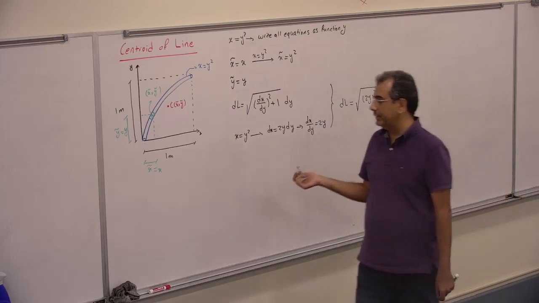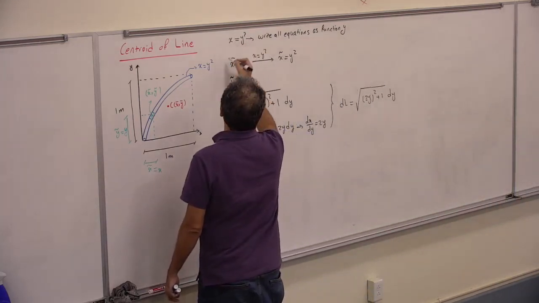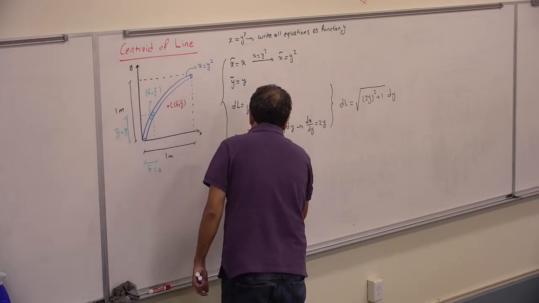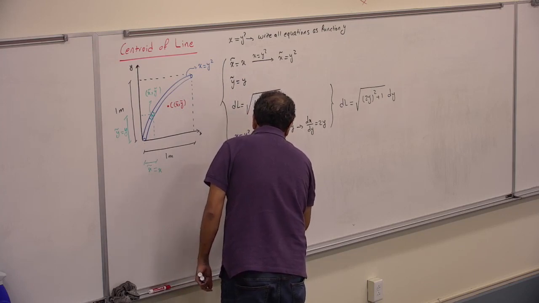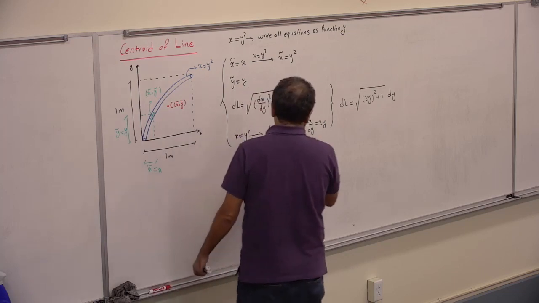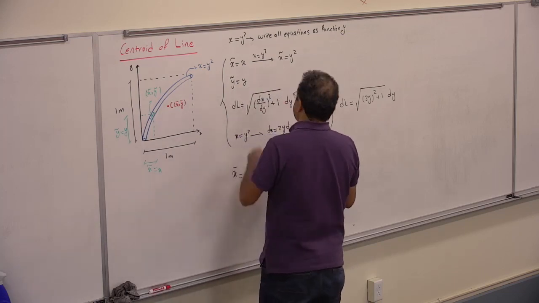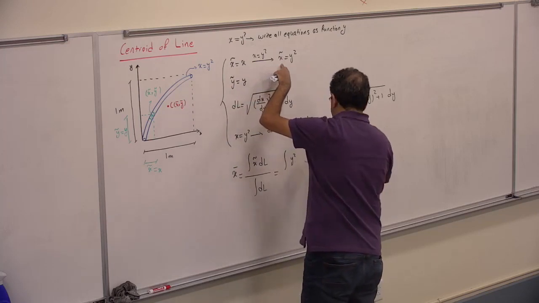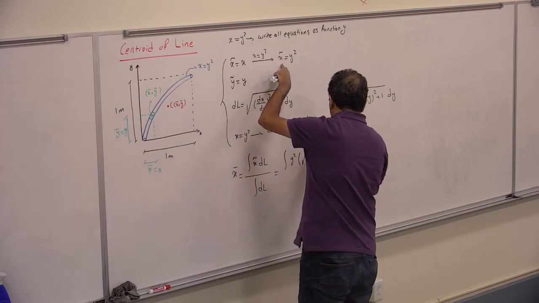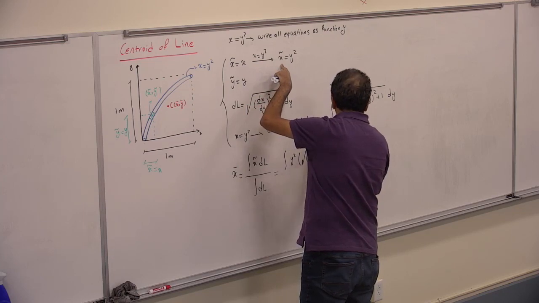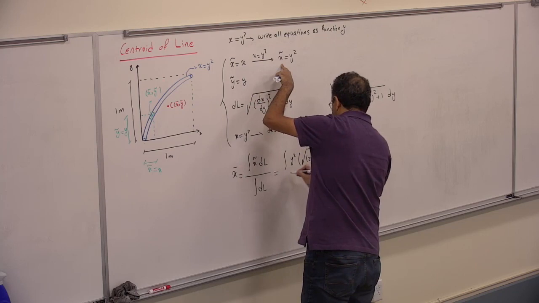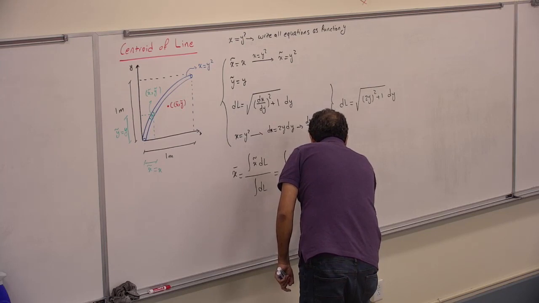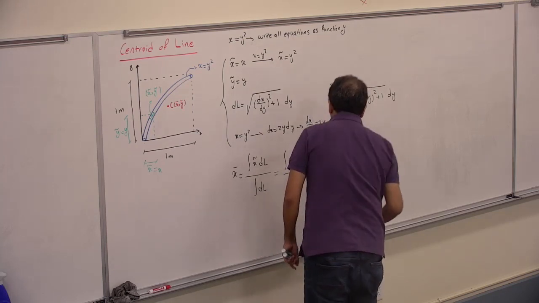Now I go ahead and replace them in that equation. So x bar was the integration of x tilde dl divided by the integration of dl. So it's going to be x tilde is y squared, dl is the square root of 4y squared plus 1 dy, and here we have the square root of 4y squared plus 1 dy.